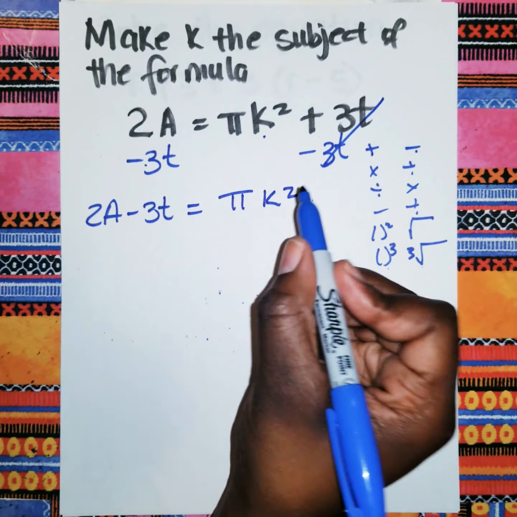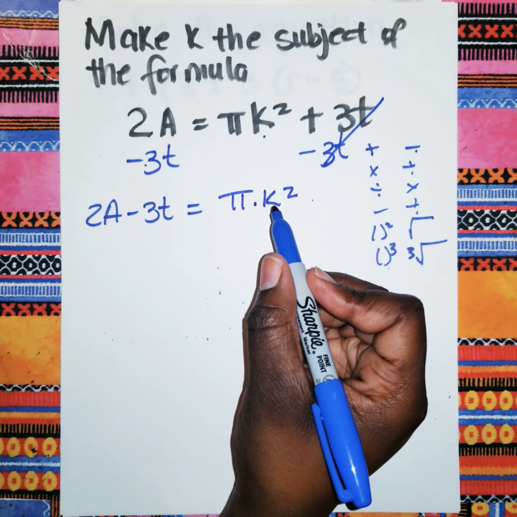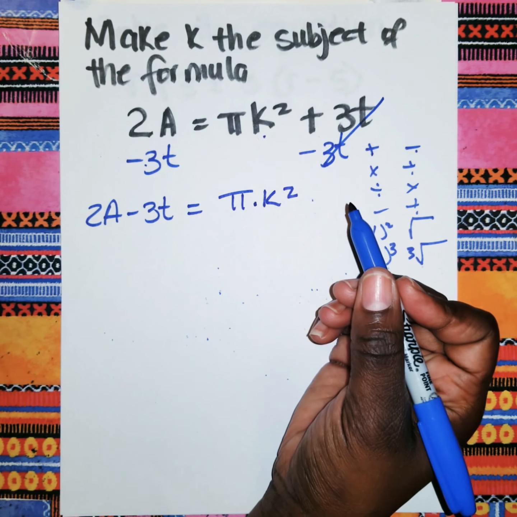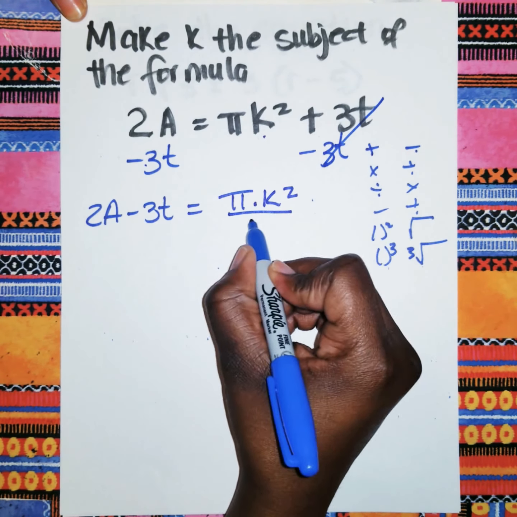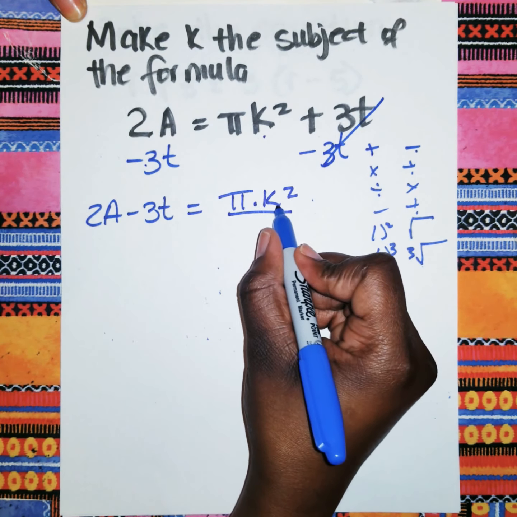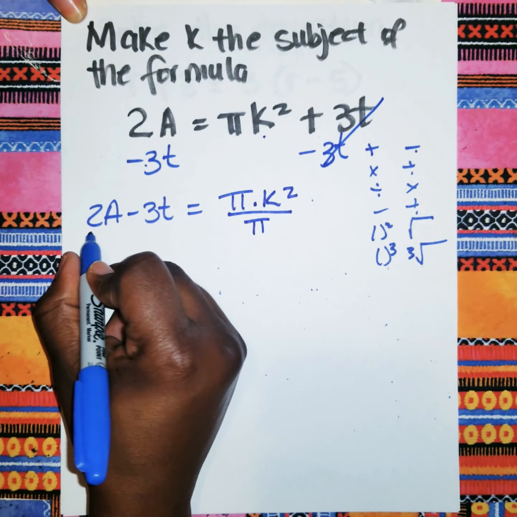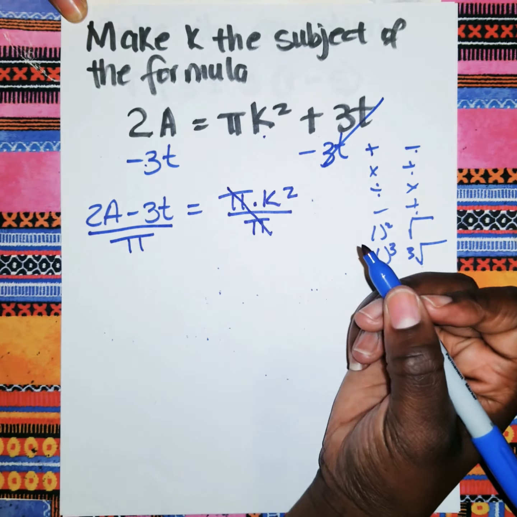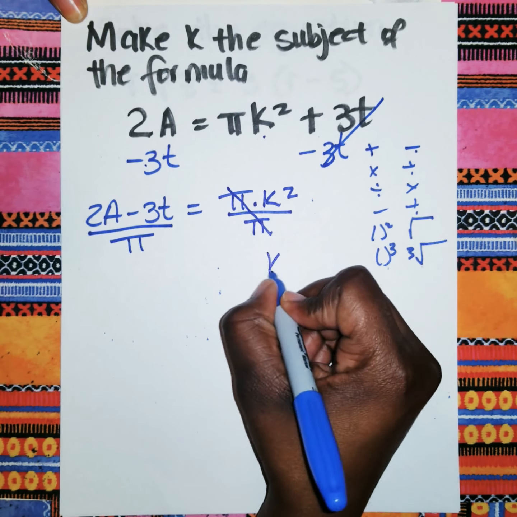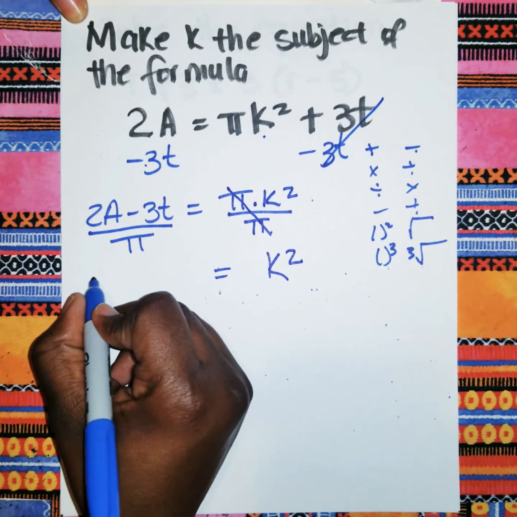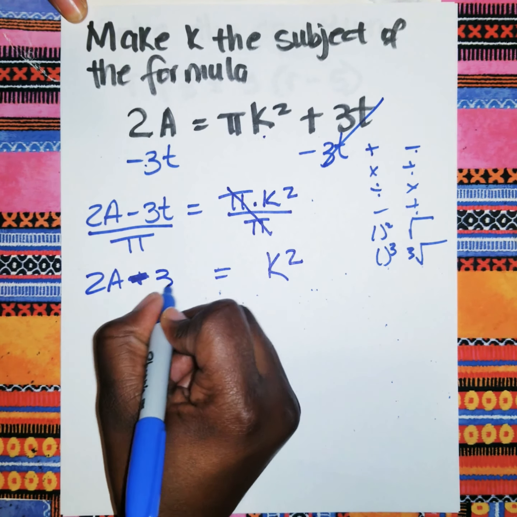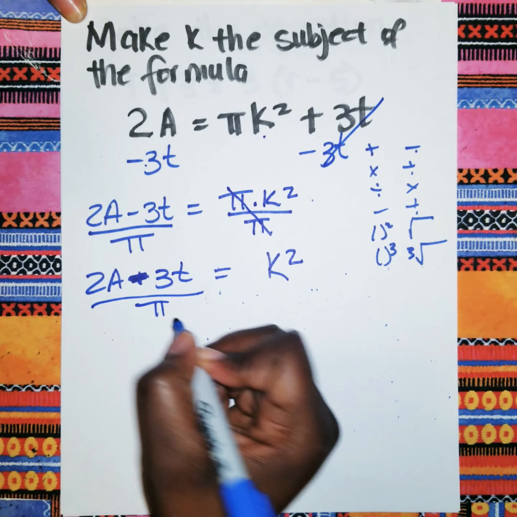So from here we see that the pi and the k square are multiplying, so we do the opposite operation, which is dividing. So we divide both sides by the pi because we want the k, so we can't touch the k as yet guys. So we divide both sides by pi. On this side the pi's will cancel, so we are left with k square, and that's equal to 2a minus 3t all over pi.